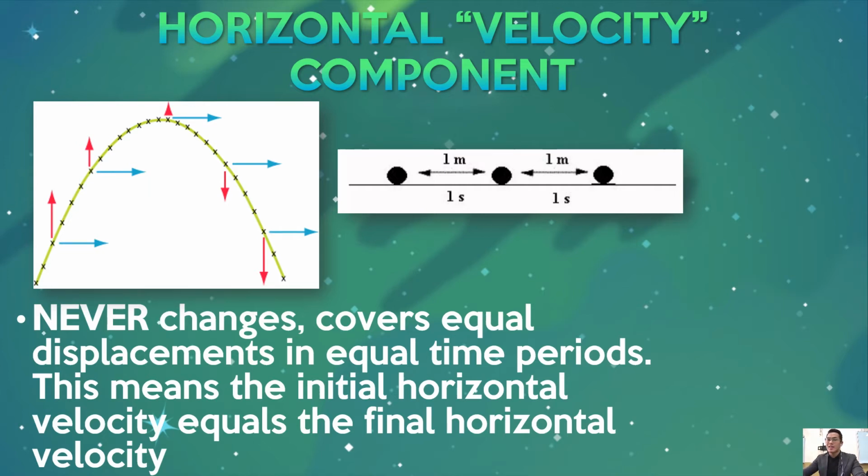This means that the initial horizontal velocity would always be equal to the final horizontal velocity. Meaning here, in this example, this blue arrow and the last blue arrow are not changing. They are constant.